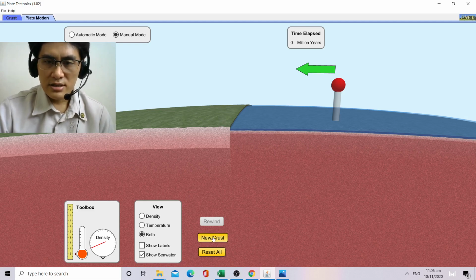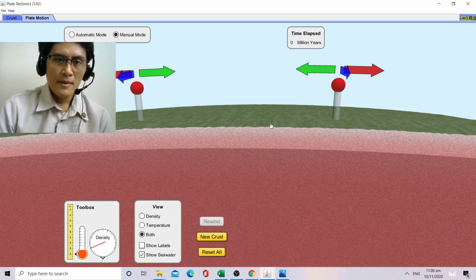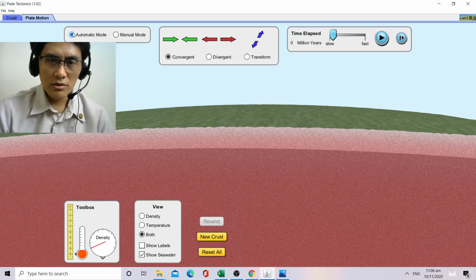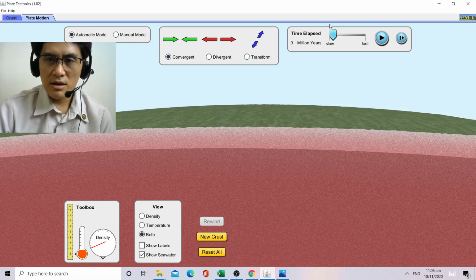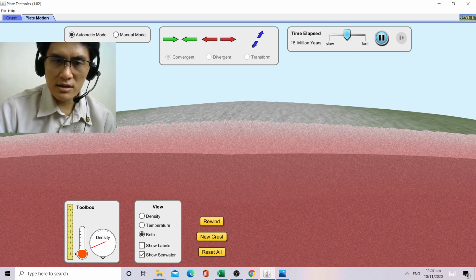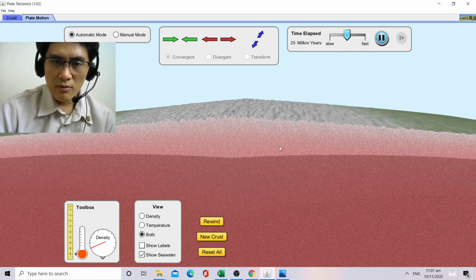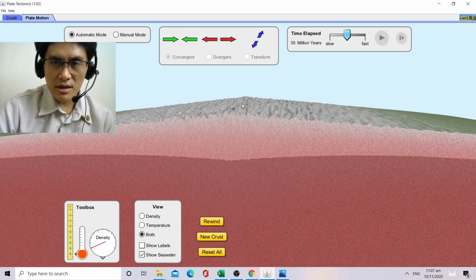Okay, so let's reset this. Let's start with continental crusts, put that into automatic mode, and have that as convergent. Let's pick a speed that is not so slow, not fast either, and then let's play. See, this part moves towards the other part, and what do you get? You get a crumpling effect. Part of the crustal material crumples up.